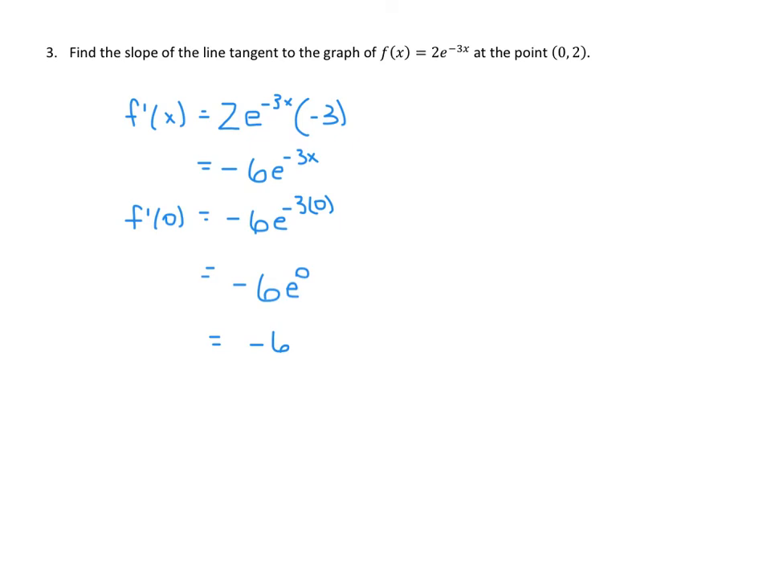So the slope of the line tangent to the graph of f of x is negative 6 at the point (0, 2).